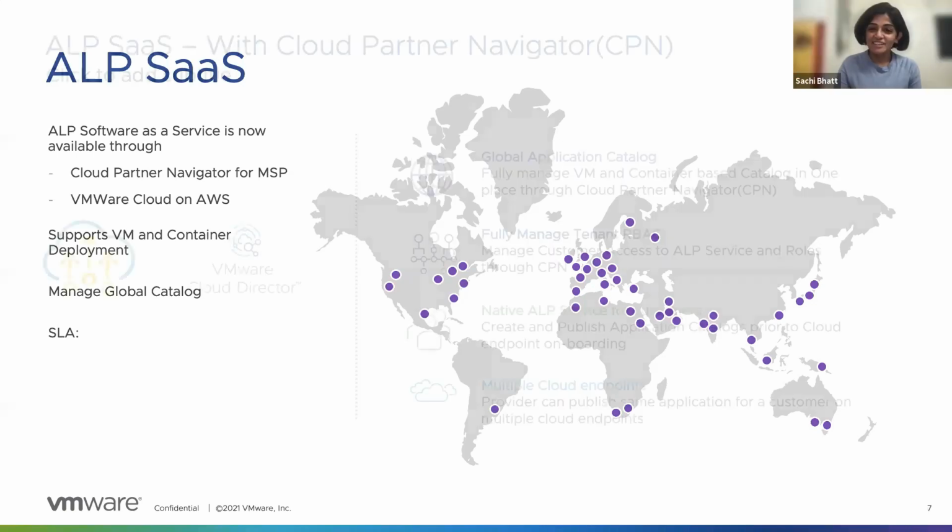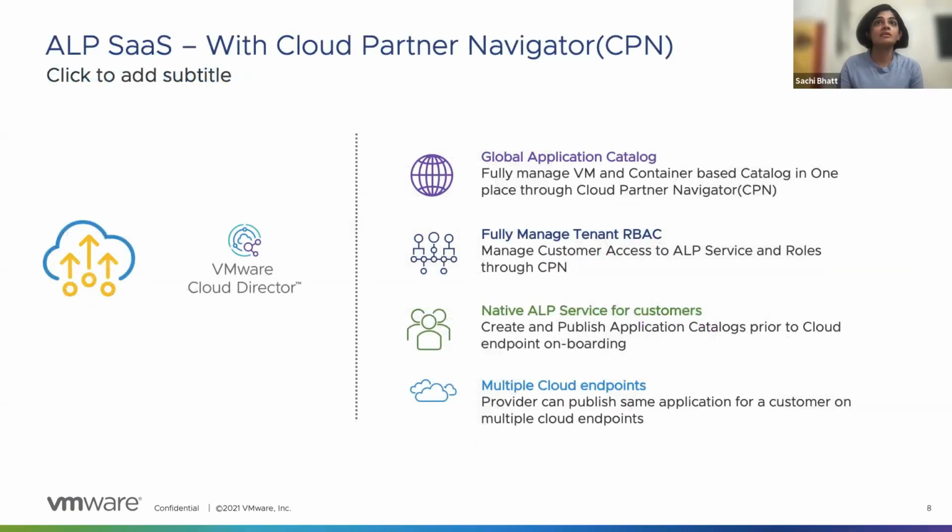Yeah. So let's look at what are the main value adds here for ALP SaaS. First is, like we talked, the global application catalog. The provider can create multiple catalogs when they enable ALP SaaS on Cloud Partner Navigator, and then all the catalogs will be maintained through this service. So we don't have to go on each and every cloud VCD instance to manage those catalogs.